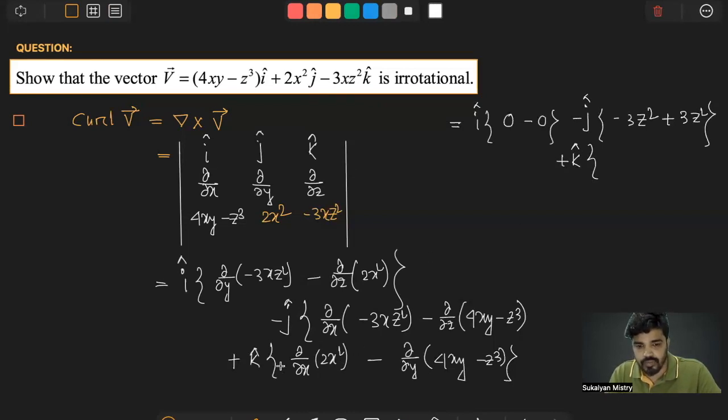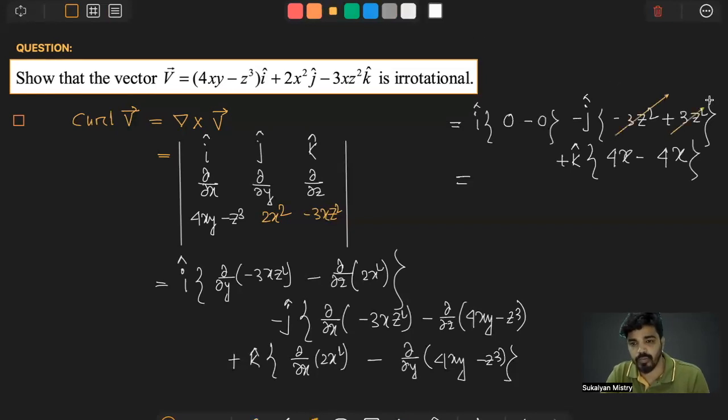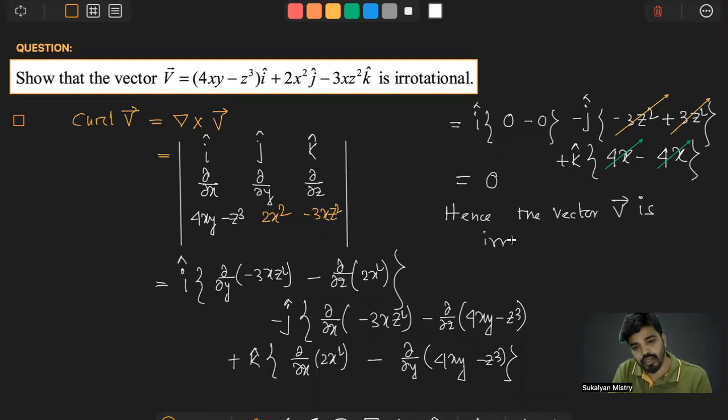So that is 4x minus, differentiating with respect to y, so minus 4x. When we differentiate with respect to y, x and z are constant, so this is 0. 4x is constant, and the differentiation of y with respect to y is 1. So this term vanishes. Minus 3z² plus 3z² cancels out, plus 4x minus 4x cancels out, so ultimately you get 0. So curl v is equal to 0, hence the vector v is irrotational.